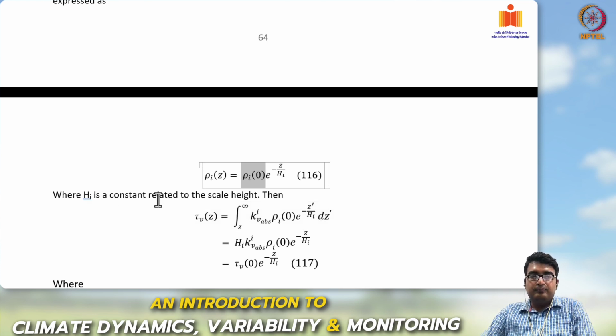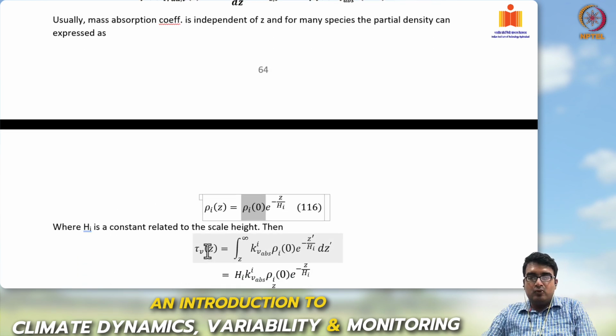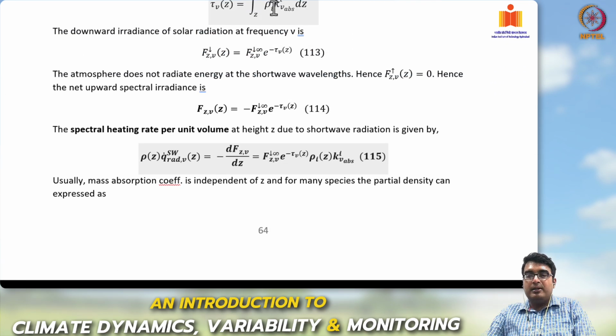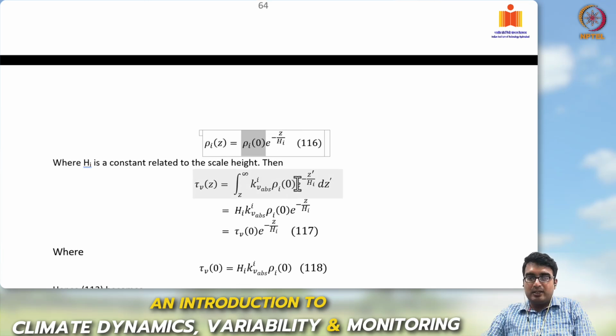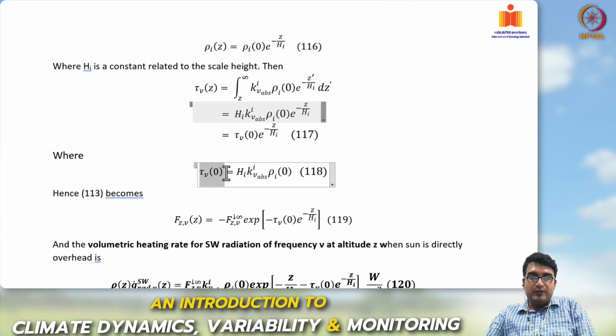See, tau nu z is this expression here. We can put that expression here, rho I naught e to the power minus z prime by hi dz prime, and then integrate this term. Remember, k is a constant for our purposes, rho I naught is a constant, so we just integrate this from z to infinity, and we get this expression here. We can write the initial constant as tau nu 0, which is hi, the scale height for the absorbing species, times the mass absorption coefficient and the initial density value rho 0. Okay. So we can put this and we get the final expression.